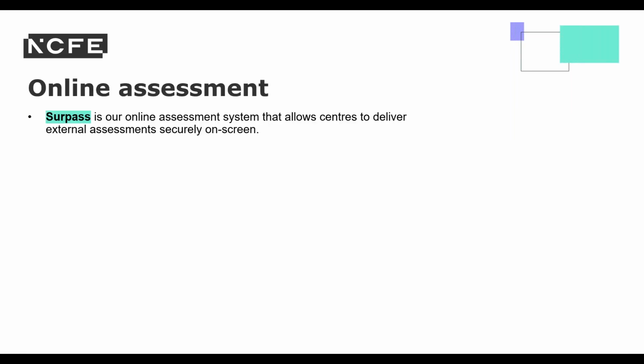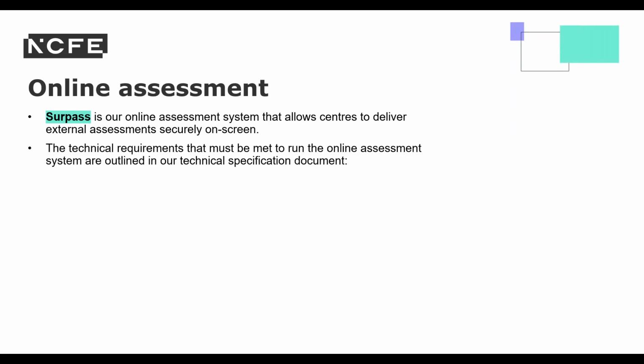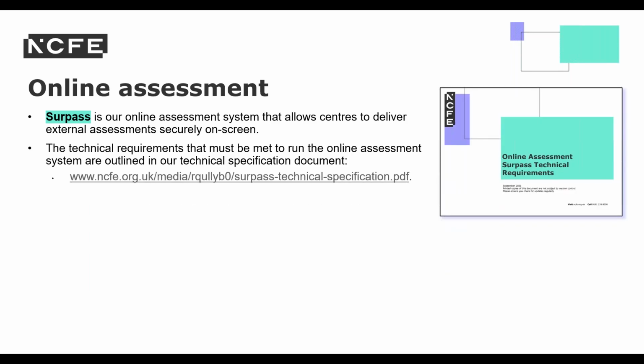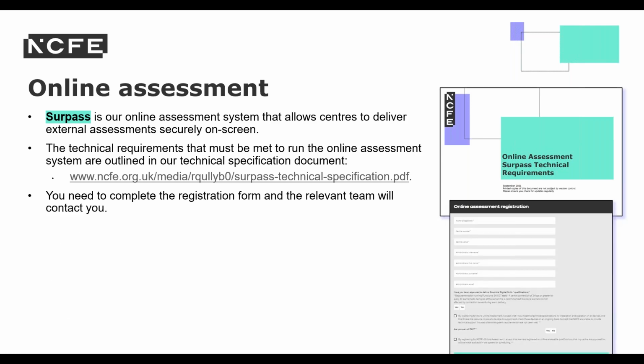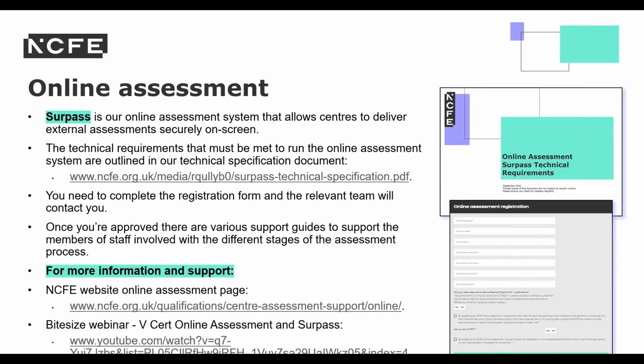Surpass is our online assessment system that allows centres to deliver external assessments securely on screen. The technical requirements that must be met to run the online assessment system are outlined in our technical specification document. You need to complete the registration form, and a member of the relevant team will contact you. Once you're approved, then there are various support guides aimed at supporting members of staff involved with the different stages of the assessment process. And for more information and support, do visit our website and our YouTube channel.